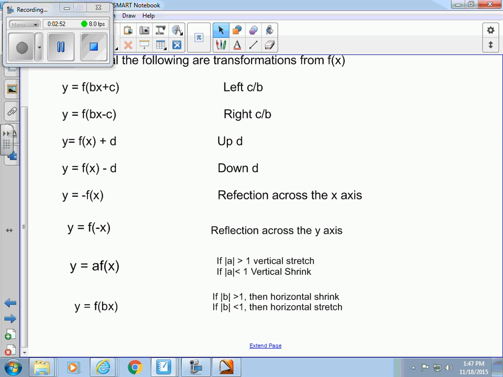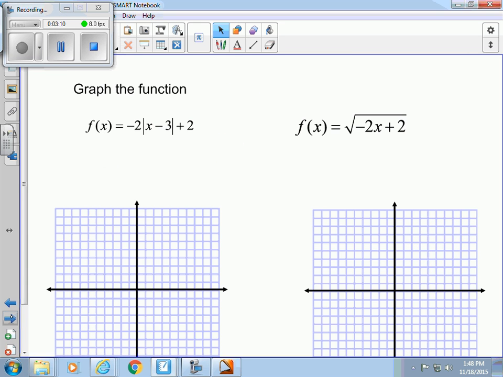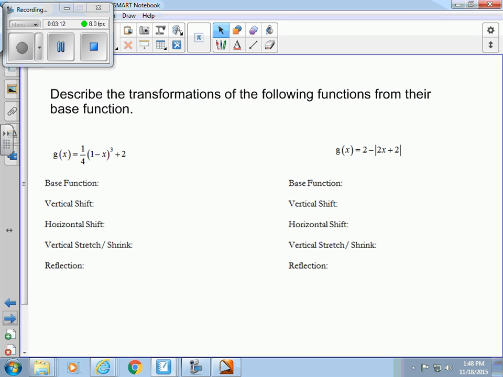b multiplied on the inside, everything on the inside works opposite of what you would think. So multiplying by a number greater than 1 actually shrinks it by a factor of 1 over b. So if b is 2, it would be halving it. And if b is less than 1, it stretches it. So we'll look at all of those. I'm going to come back to that slide, but this slide first.